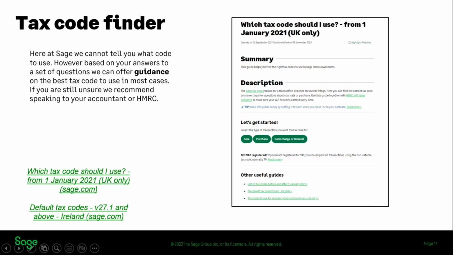Now, what this does is it asks a set of questions, and based on your answers, in most cases, it will point you towards potential tax codes. Now, there are some situations where we can't even give you a tax code to use because it's very grey, and it will just tell you that you need more information, and point you back to HMRC.